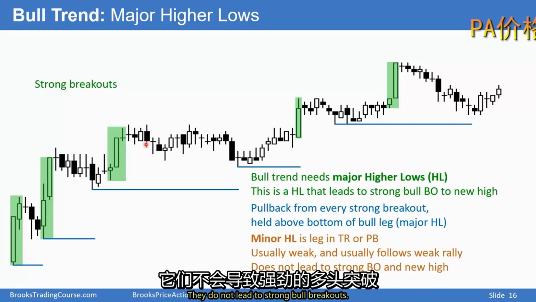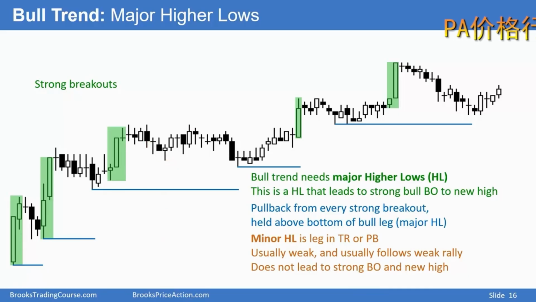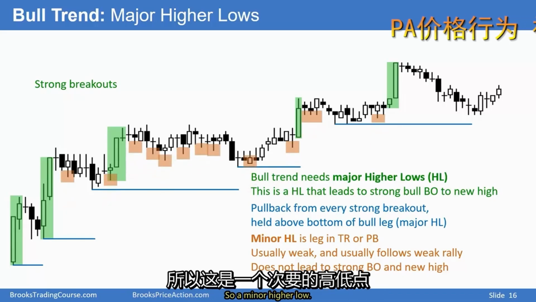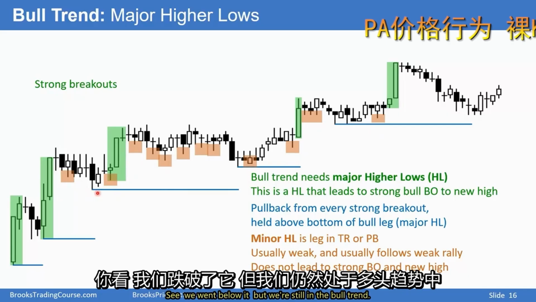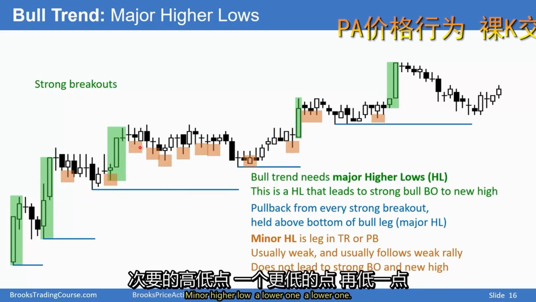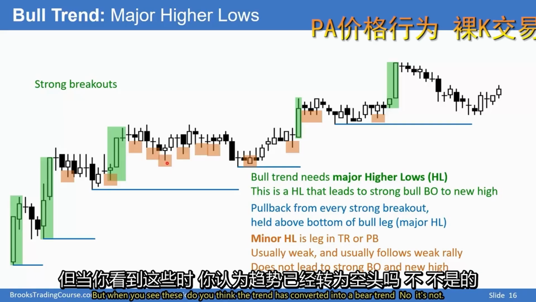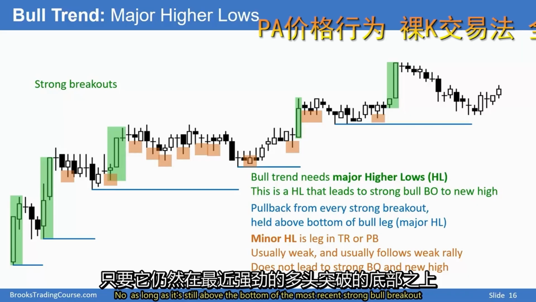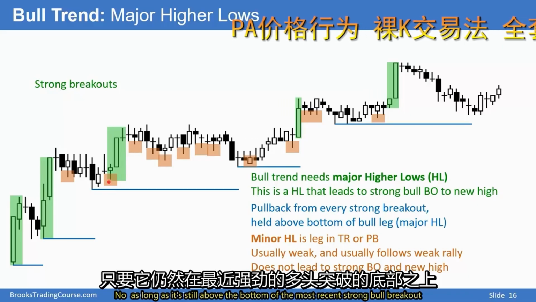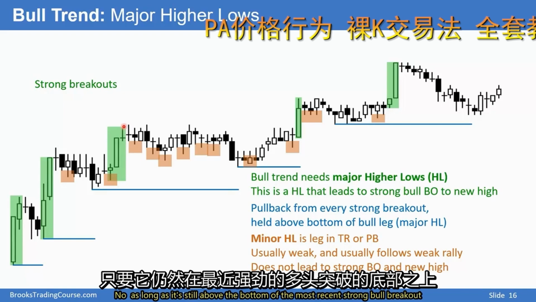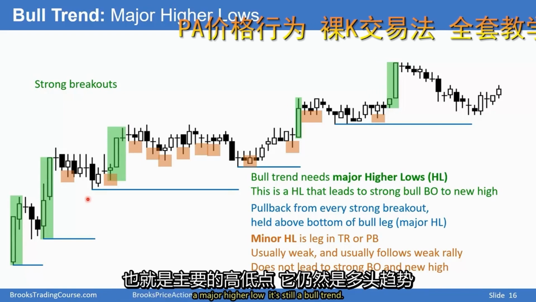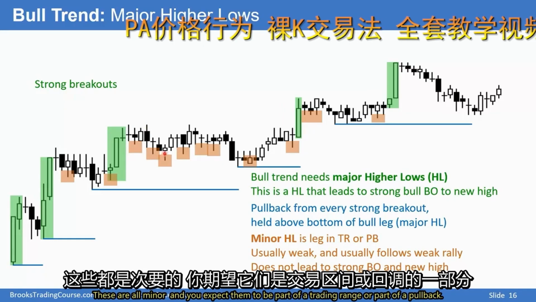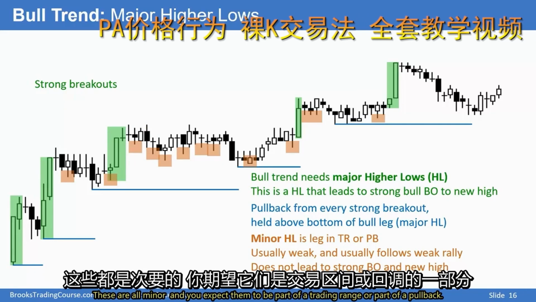Minor higher lows, as I said, these are all minor. They do not lead to strong bull breakouts. And they're usually legs in trading ranges. So a minor higher low. See, we went below it, but we're still in a bull trend. Minor higher low, and then a lower one. But when you see these, do you think the trend has converted into a bear trend? No, as long as it's still above the bottom of the most recent strong bull breakout, a major higher low, it's still a bull trend. These are all minor, and you'd expect them to be part of a trading range or part of a pullback.